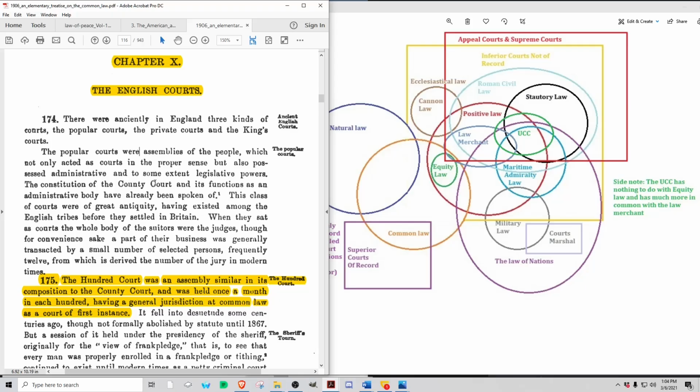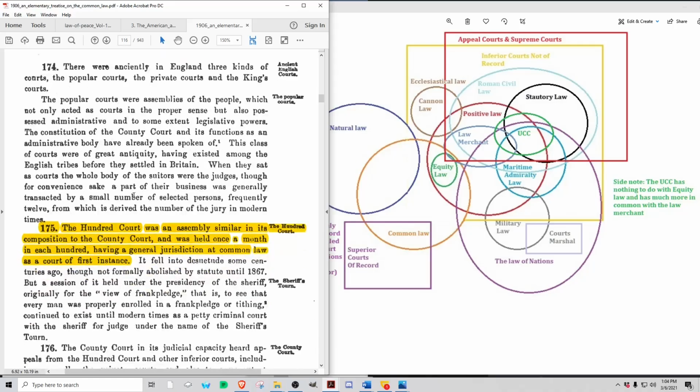When they sat as courts, the whole body of the suitors were the judges, though for convenience sake, a part of their business was generally transacted by a small number of selected persons, frequently 12, right, which is where we get the number of the jury from. Nobody knows where that came from. I just told you. From which is derived the number of the jury in modern times.